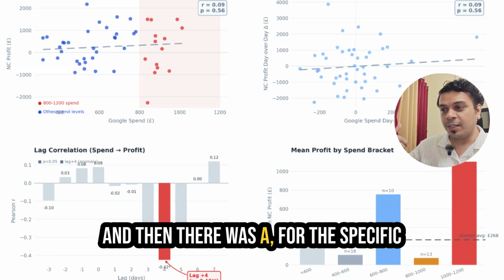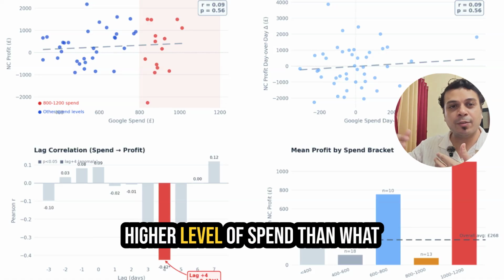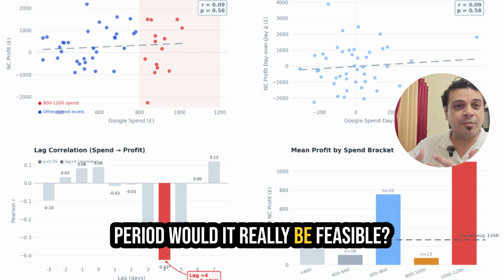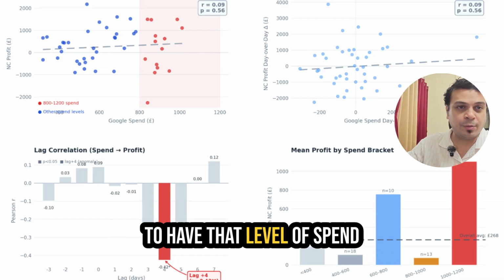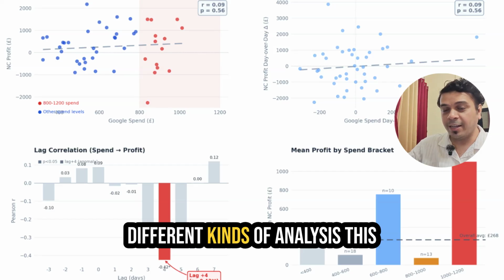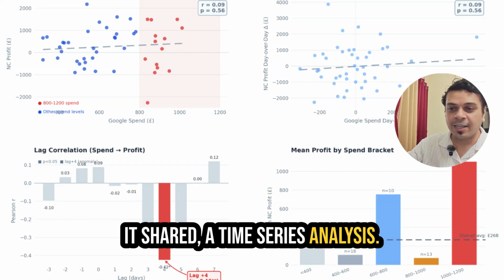And then there was one for the specific range that I was interested in, because there was a question that for a higher level of spend than what has been normal in the recent period, would it really be feasible? Would it really be incremental to have that level of spend from Google in this account? For these different kinds of analysis, this was the kind of output that it shared, a time series analysis. It was okay.